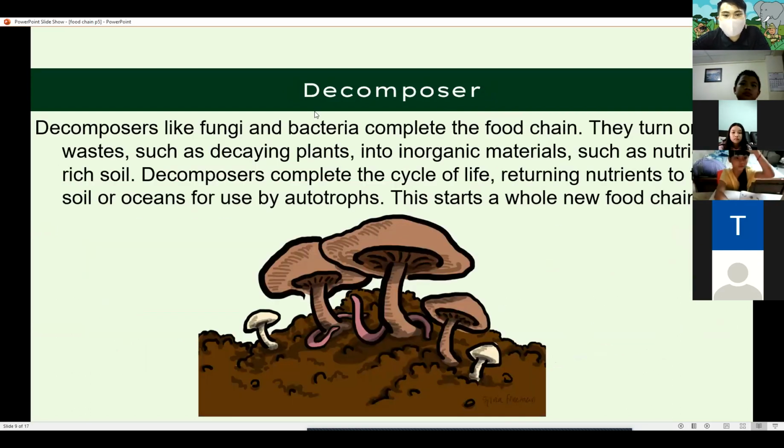Okay, so next. This one are the decomposers. Decomposers like fungi and bacteria complete the food chain. They turn organic waste, such as decaying plants, into inorganic materials, such as nutrient-rich soil. Decomposers complete the cycle of life, returning nutrients to the soil or oceans for use by autotrophs. This starts a whole new food chain. So I will show you like this.